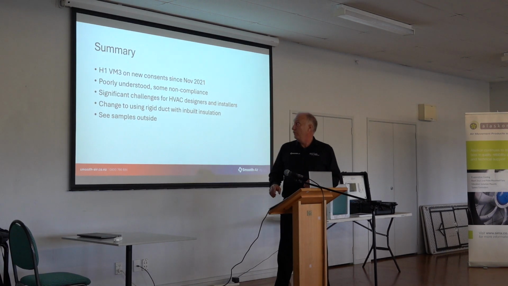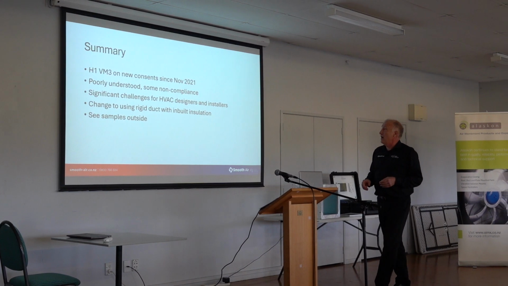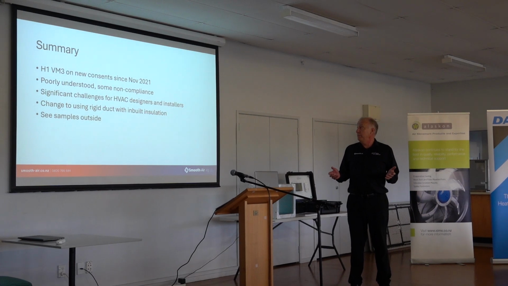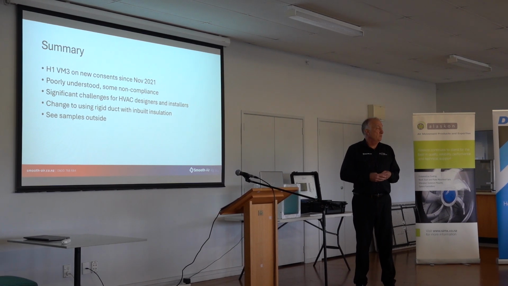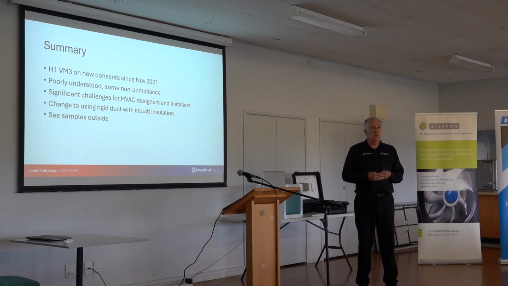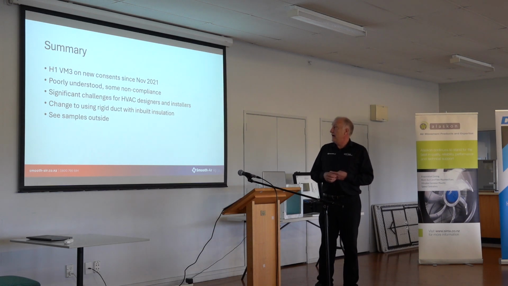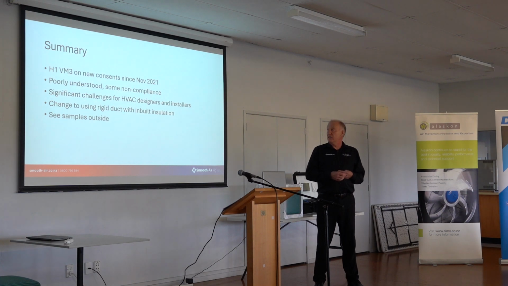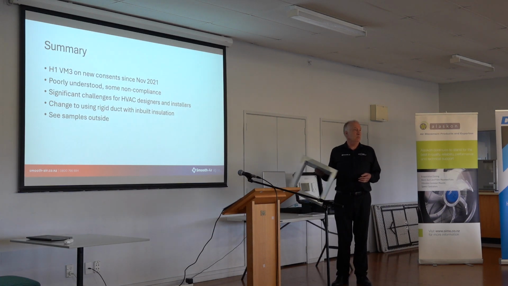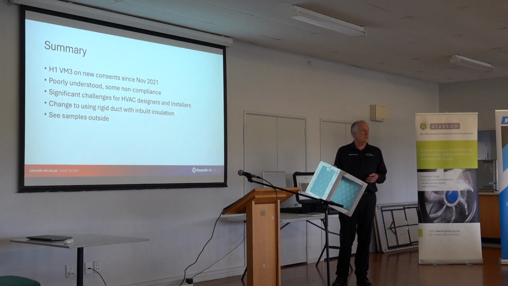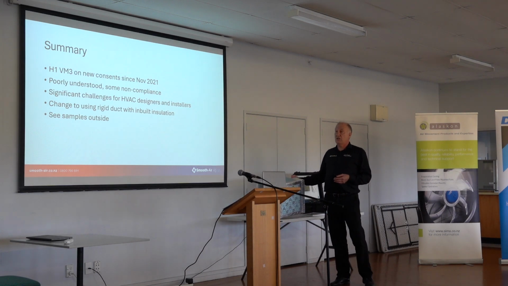So, bit of a summary. H1 VM3 5.2.1, it's all new consent since November. It's quite poorly understood, and around the country I see a reasonable amount of non-compliance on commercial sites. Produces some significant challenges for HVAC designers and also installers. I think the change that we need to make as an industry is going to a rigid duct that's got some inbuilt insulation. So trying to fix up something that got no insulation properties to make it insulated is just dumb. We should be starting with a product that's insulated.